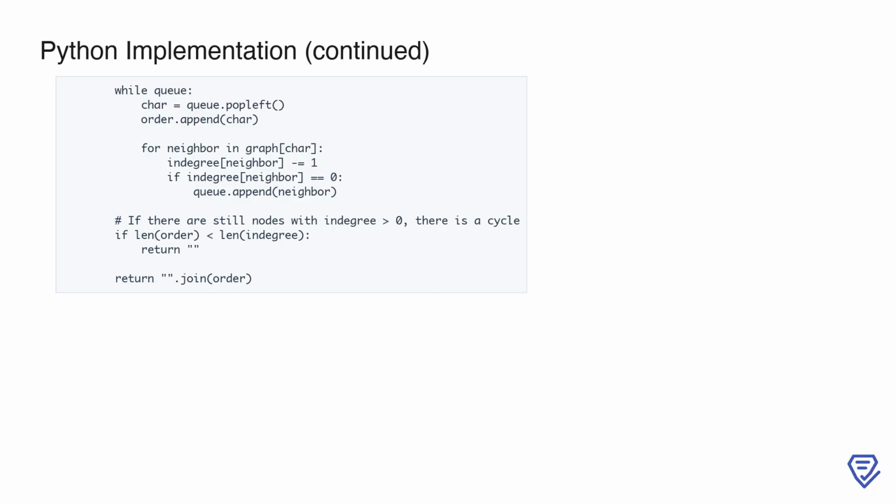This process continues until the queue is empty. After processing all characters, we check if the length of the order list is less than the total number of unique characters. If it is, this indicates that there is a cycle in the graph, and it's impossible to determine a valid order, so we return an empty string. Otherwise, we join the characters in the order list to form the final answer and return it as a single string.